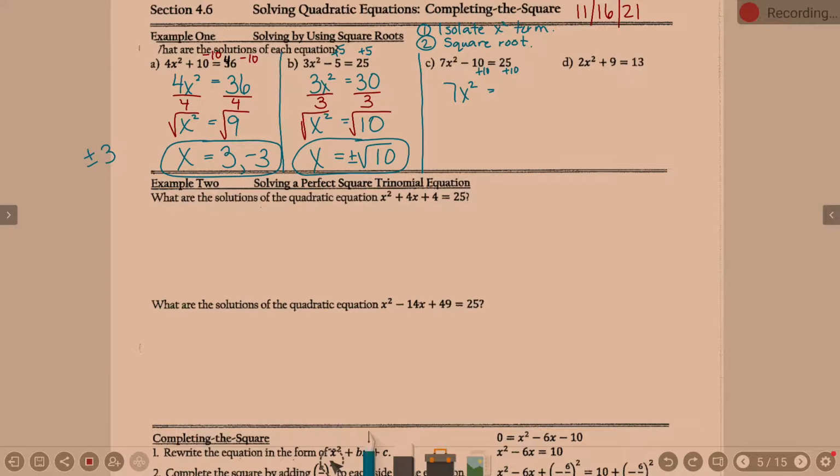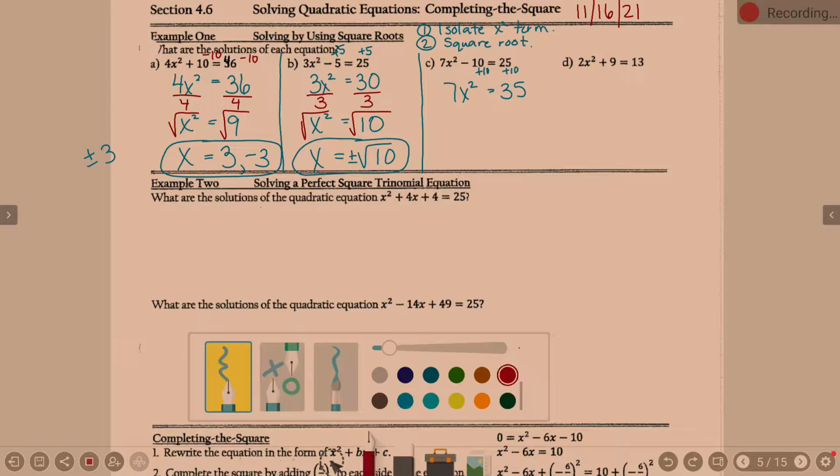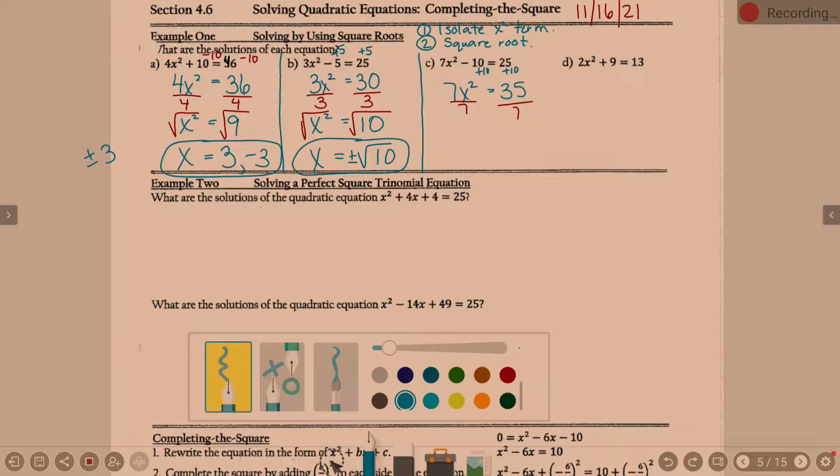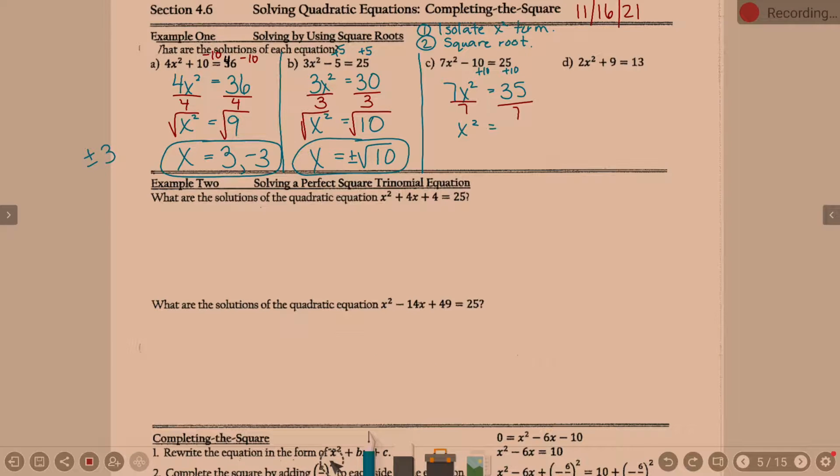Seven x squared equals 35. We have 7 times x squared, so x squared is not by itself. We divide by 7. 35 divided by 7 is 5. Do I stop there? No.